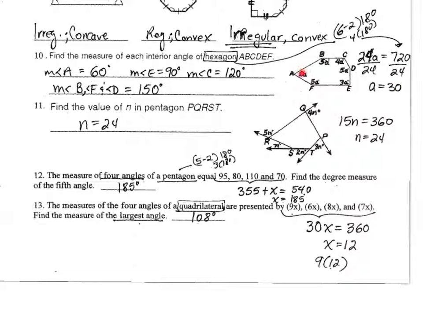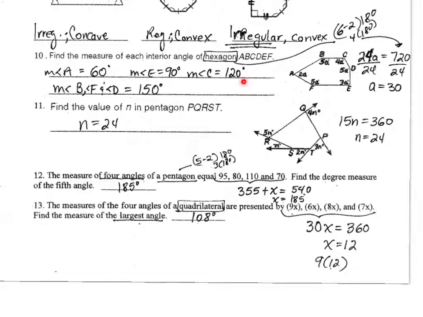Then you just go back to each one of the angles and you substitute the 30 for the A. So 2 times 30 is 60, and the measurement of angle A is 60. B, F, and D are 5 times 30, which is 150. And then angle E is 3 times 30, which is 90. And it's 4 times 30, which is 120 for C. And that's it for number 10. Any questions about 10?